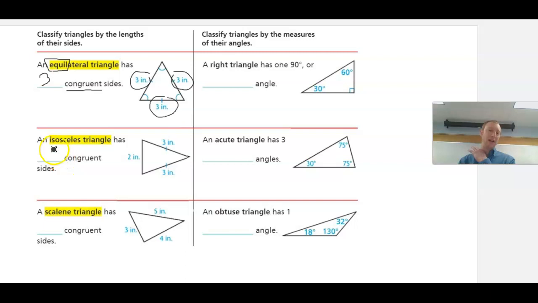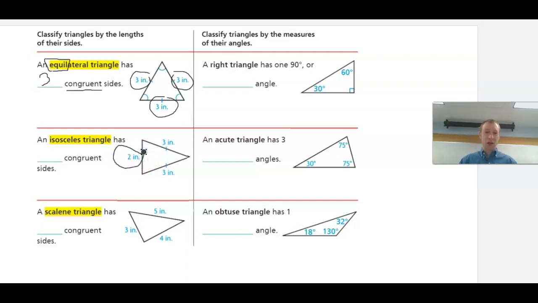Now we have an isosceles triangle. An isosceles triangle has blank congruent sides. Congruent means equal. So let's look. We've got 3 inches and 3 inches. Those are equal, and whoever made this triangle even made little markings to show that these are equal. But this side is 2 inches long.